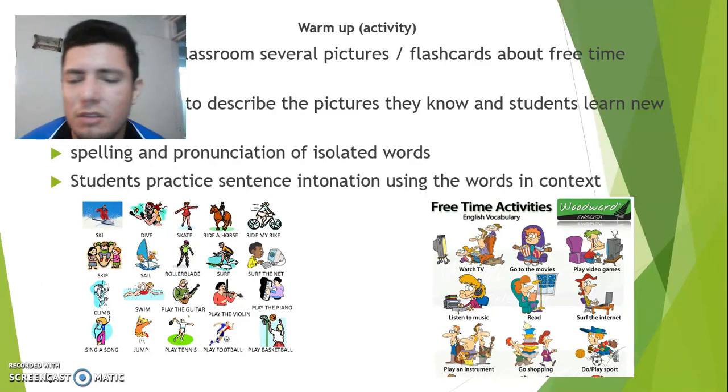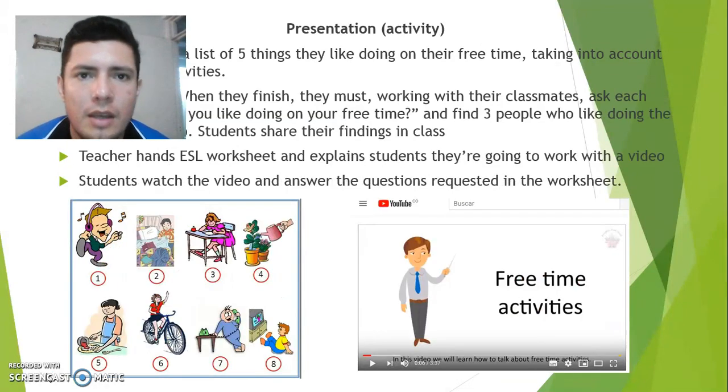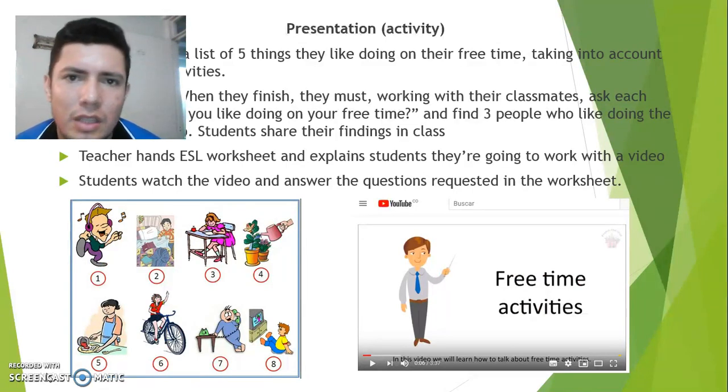Warm-up activity. Post on the classroom wall several pictures and flashcards about free time activities and ask the students to describe the pictures they know, and students learn new vocabulary, spelling and pronunciation of auxiliary words, and practice sentence intonation using the words in context. Presentation activity. Students write a list of 5 things they like doing in their free time, taking into account the pictures of activities.